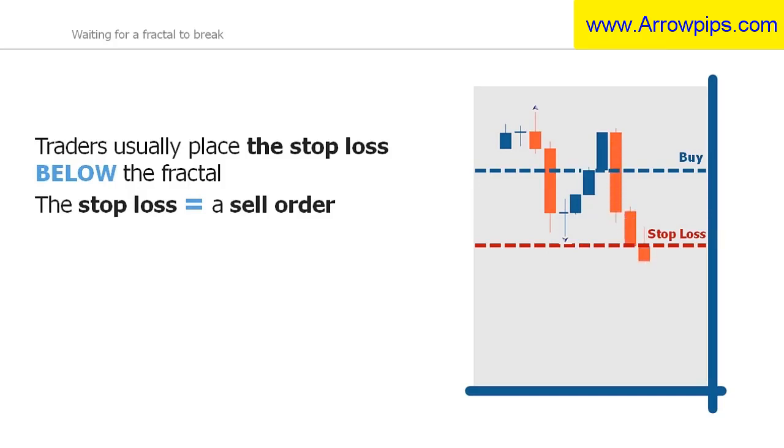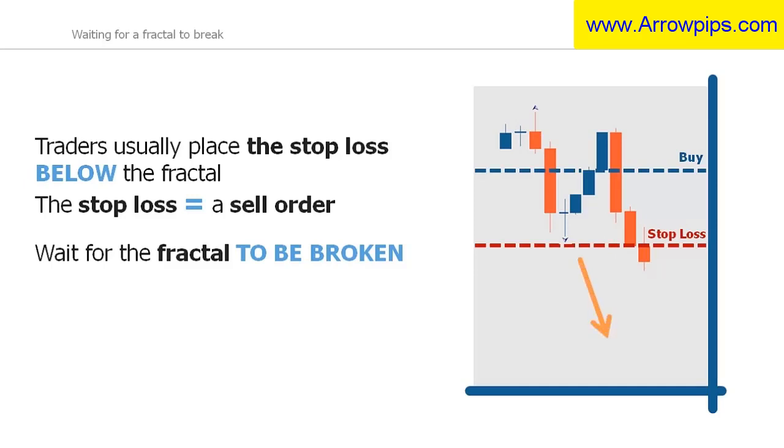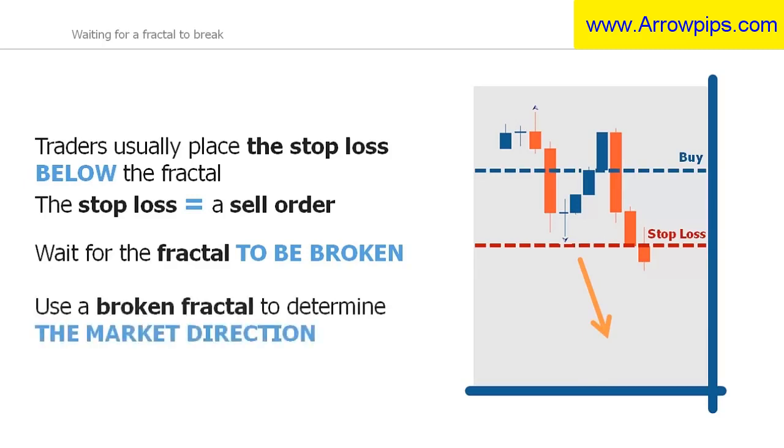So, if price broke lower, triggering the stop losses, price would move considerably lower because it is under further selling pressure and so price is likely to fall. We wait for the fractal to be broken because the fractal itself provides a strong signal that the market may reverse. But a broken fractal gives an even stronger signal that the market will continue. This is why we use broken fractals to determine the market direction and to enter into the market.